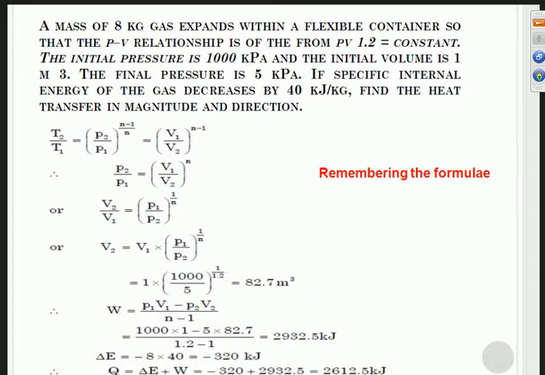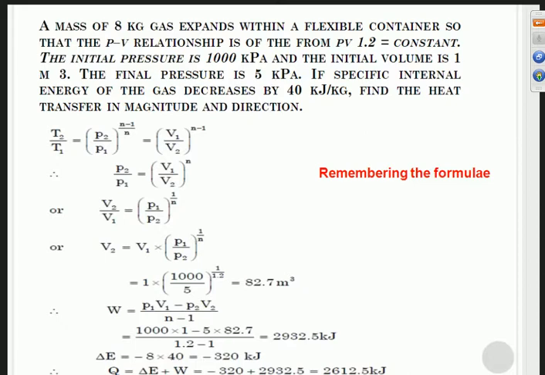And here we said gas expands, so the corresponding formula he has to remember. What is that formula? Work done formula. Because see, in heat transfer, last line, Q is equal to delta E plus W. Delta E you know, W you don't know, so the W formula he has to recollect. For gas expansion, the process here is given as a polytropic process, PV^n is equal to constant. So W is equal to P1 V1 minus P2 V2 by n minus 1.